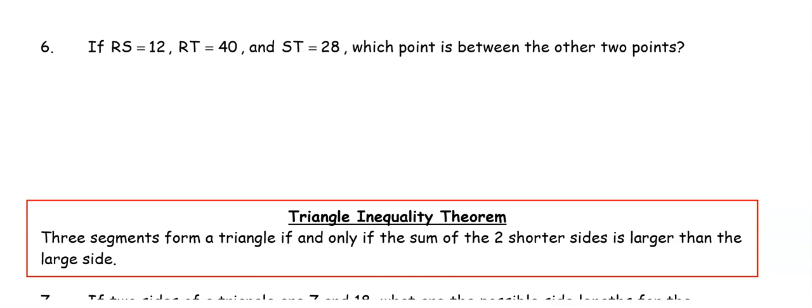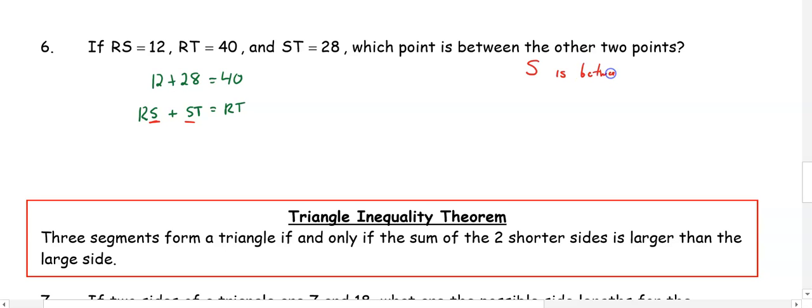If RS is 12, RT is 40, and ST is 28, which point is between the other two? Well, we notice that RT is the largest number at 40. We can also check that 12 plus 28 is equal to 40, so RS plus ST is equal to RT. So the point that's going to be between is the point that repeats, which is this S. So S is between R and T.